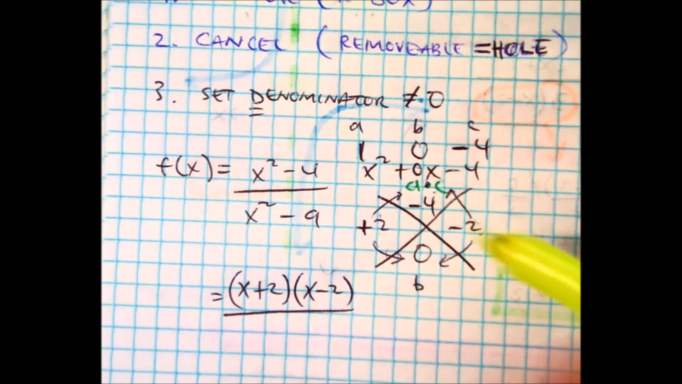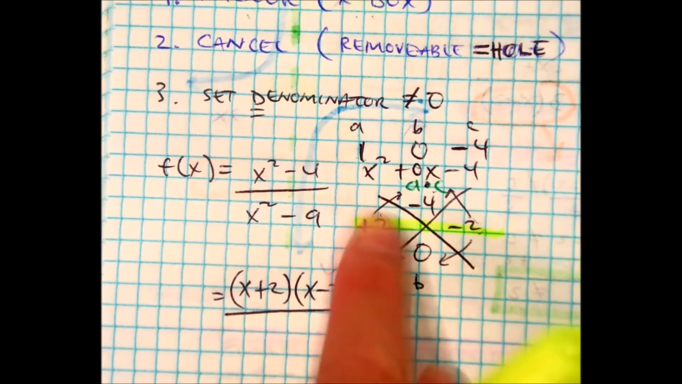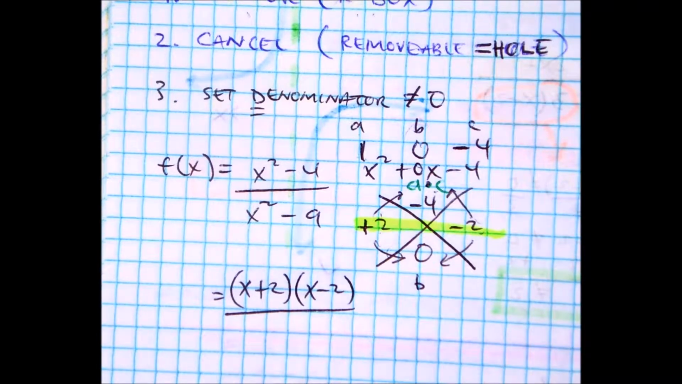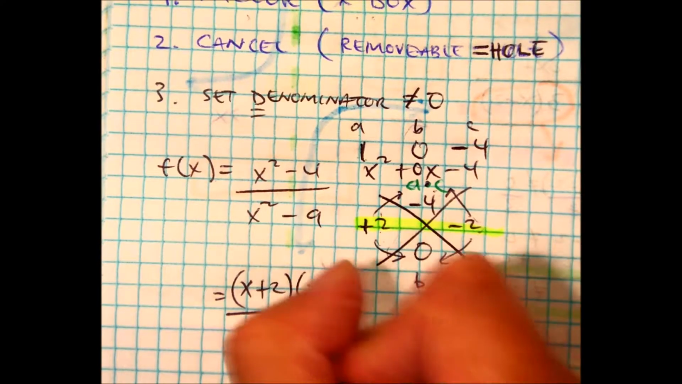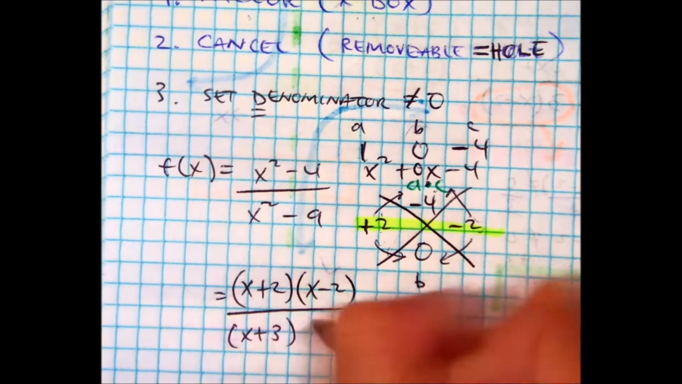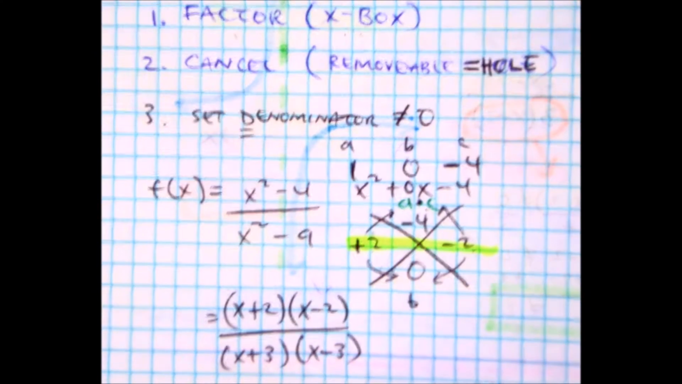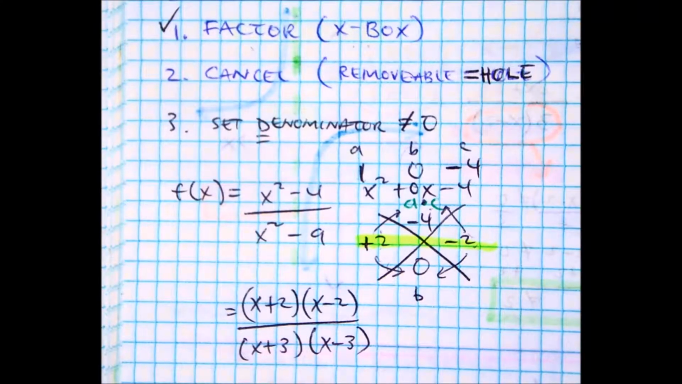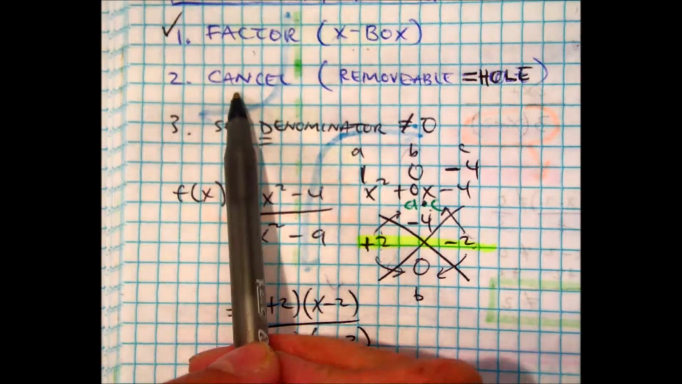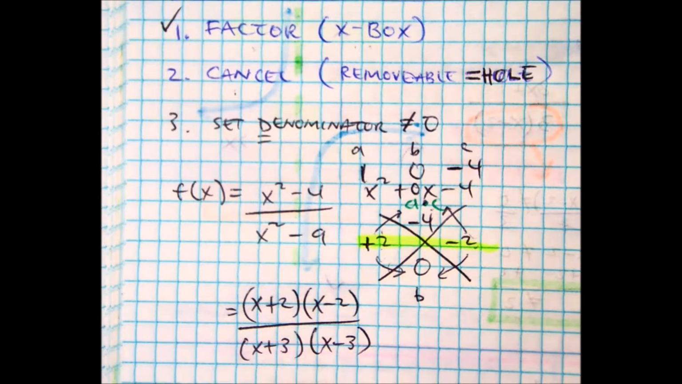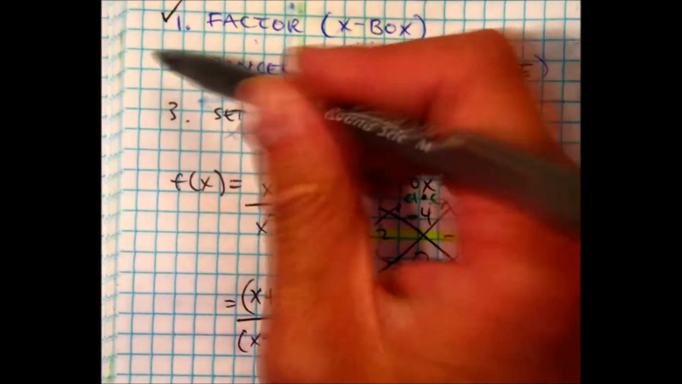Now, the box only really comes into play if your a value is greater than 1. And if you do the same thing in the bottom, you factor it, and you have a difference of squares there. So we just did the first thing, we just factored. The second thing is I'm going to look for anything that looks the same. Do I have any x minus 2's down here? x plus 2's on the bottom? So there's nothing we can cancel, right? So we're done with that step.